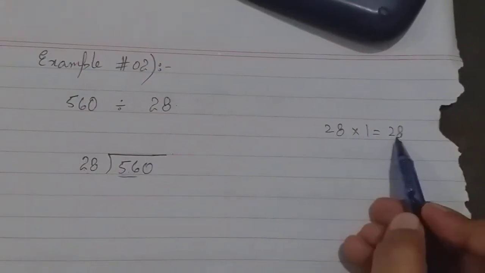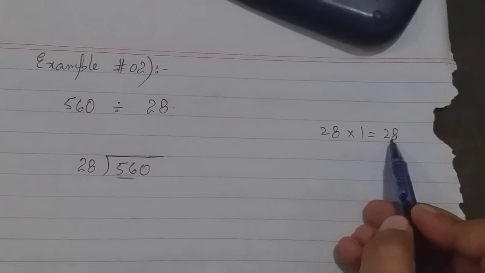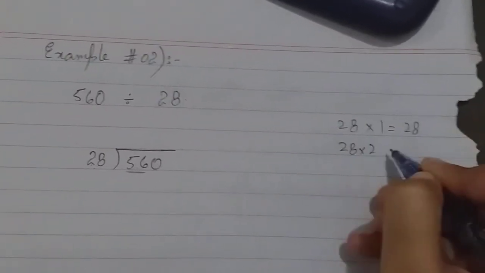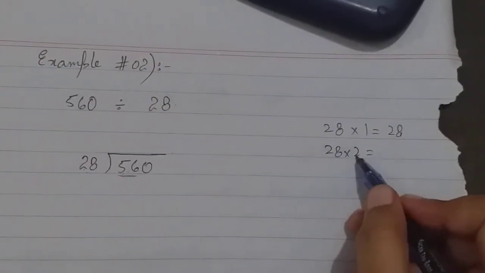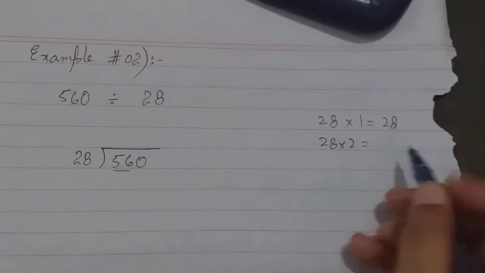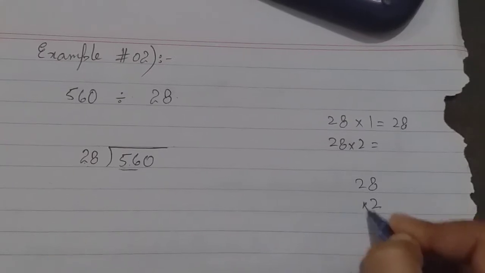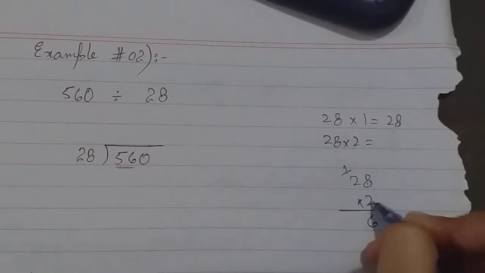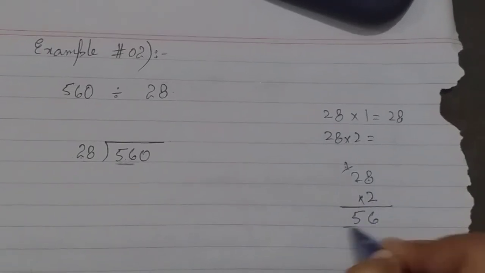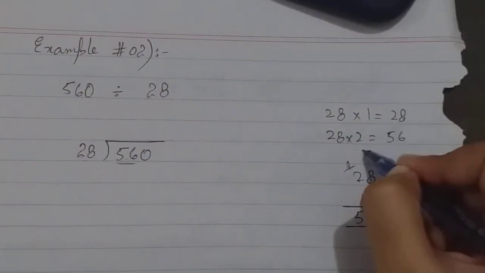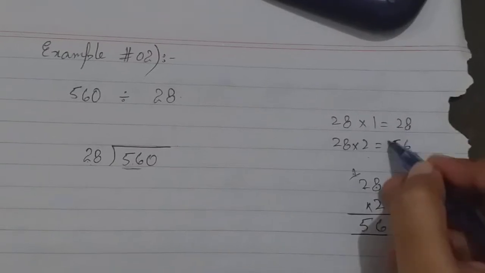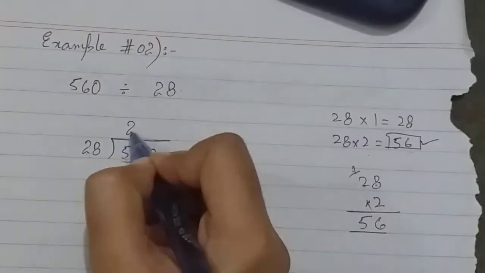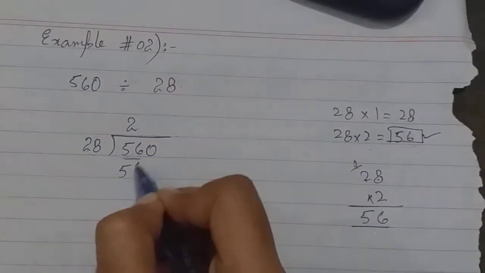So 28 multiplied by 1 is equal to 28. Now what is 28 multiplied by 2? We don't know what 28 twos are, so to find this product we will multiply 28 by 2. 2 8s are 16 and 2 2s are 4, 4 plus 1 is 5. 28 multiplied by 2 is equal to 56. We have found the exact product 56. Now we will write 2 here. 28 multiplied by 2 is equal to 56.